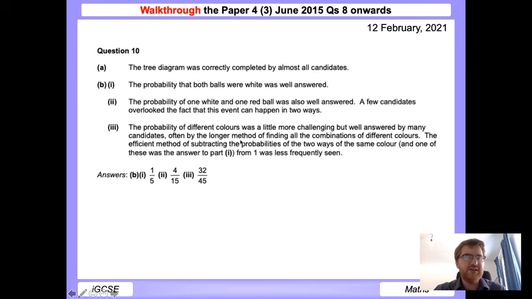Okay, and you'll see the examiners' report actually mentions this. So the probability of different colours was a little more challenging, but well answered by many candidates because they took this longer method of working out white red, red white, red blue, blue red, blue white, white blue, and added them all together. Whereas if you use the more efficient method like I've just mentioned here, you'll find that's much, much quicker. So particularly in an exam which is 2 hours, 15 minutes long, you want to look for ways to make your calculations more efficient, and this is one possible way. But notice this question is generally well answered, so you need to be getting all the marks here to make sure you're heading for those top grades.